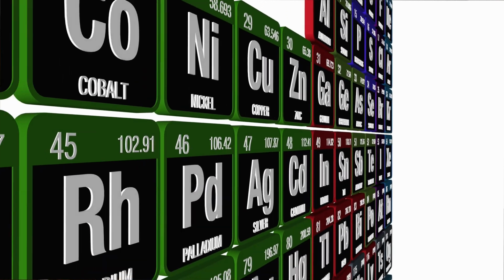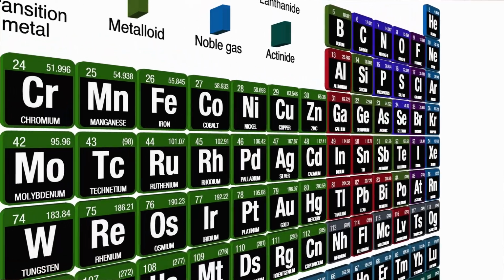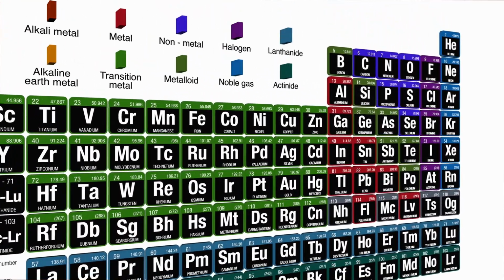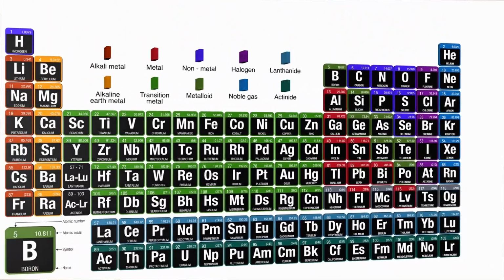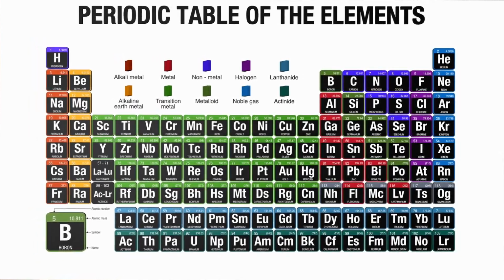Today we are exploring one of the most iconic tools in science, the periodic table. This chart organizes all known elements in a way that reveals patterns, trends, and relationships. Whether you're studying chemistry or just curious about the elements around us, the periodic table is crucial. Let's jump in and see what makes it so powerful.